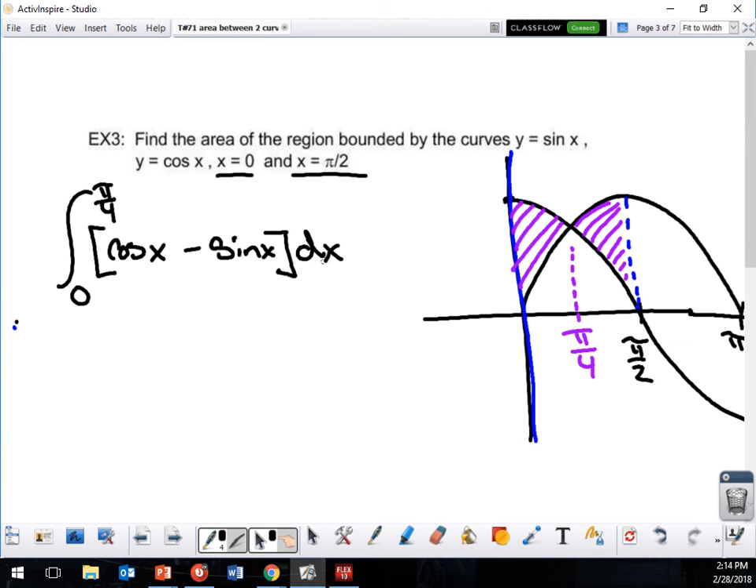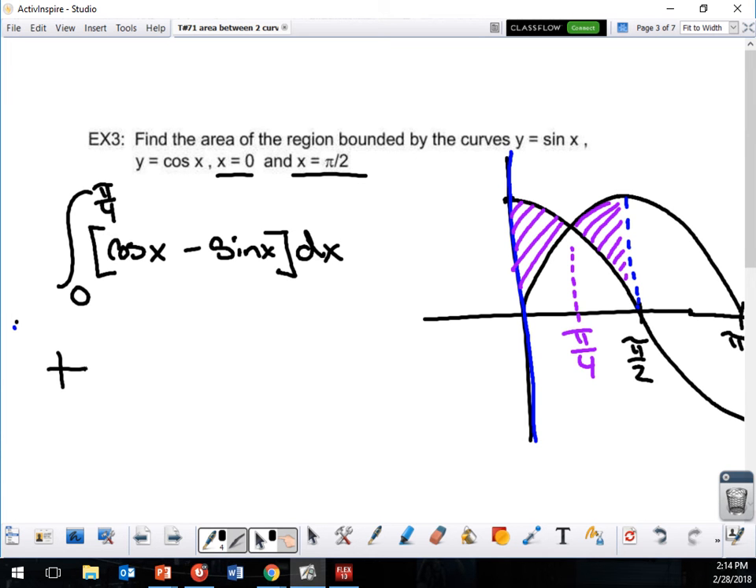Okay, this is the fundamental theorem of calculus. I'm putting them both together because it's the top minus the bottom. It's the integration of the top minus the integration of the bottom. And if they're both integrating, I could combine it into one equation, right? Plus.